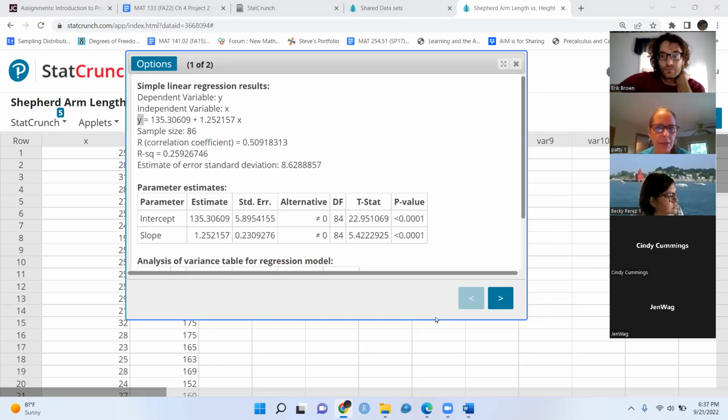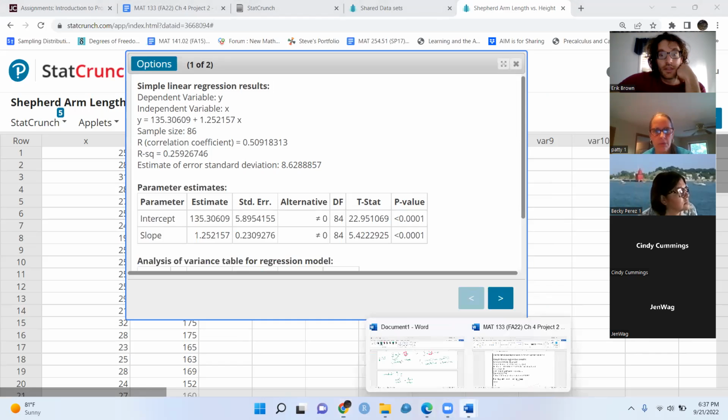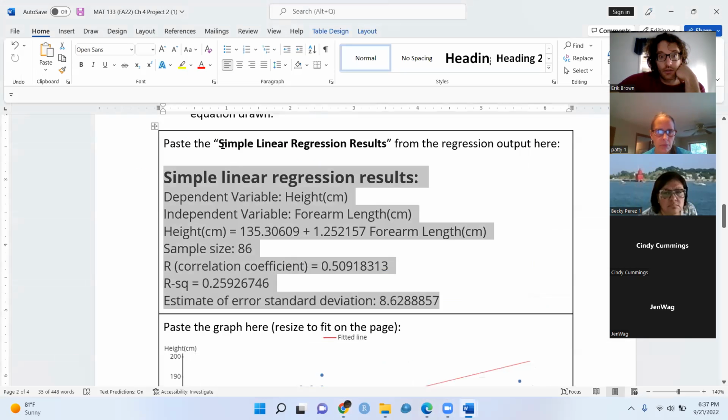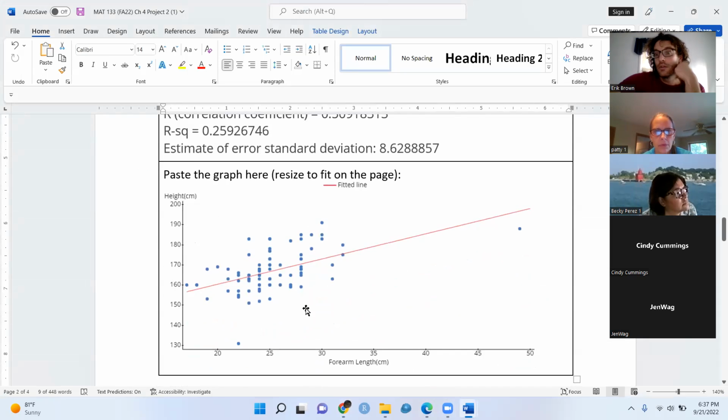So are we copying this page or the second page for the project? Both. You need both on the page. Same question. Yes, because here it says paste in the simple linear regression results, and here it says paste the graph that has the line in it.